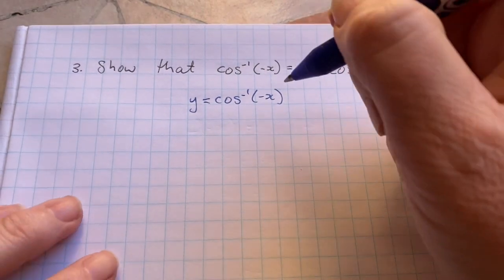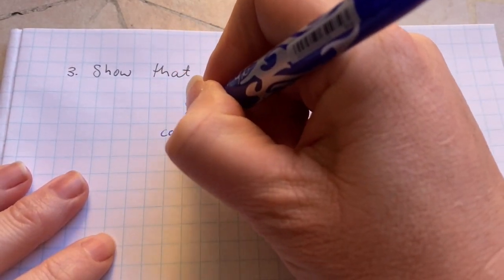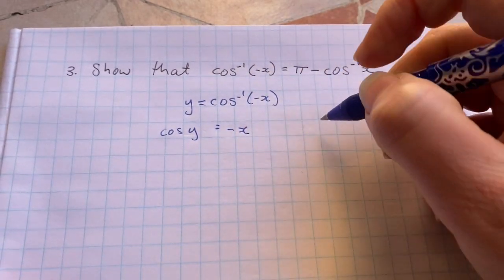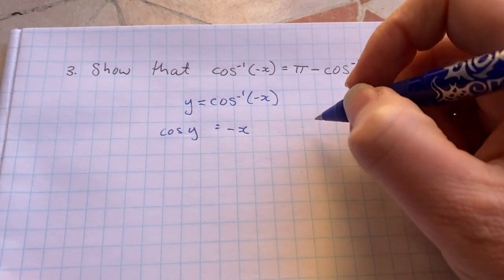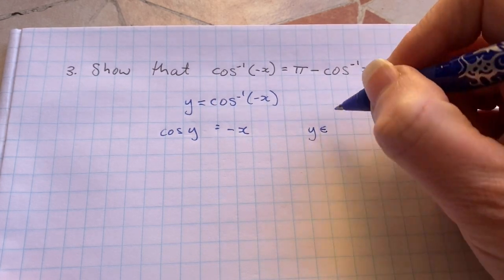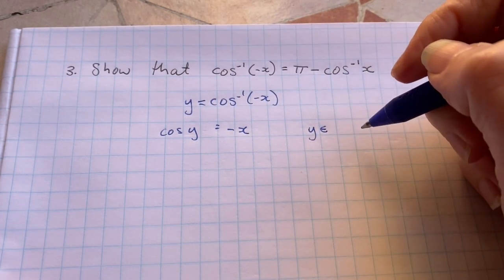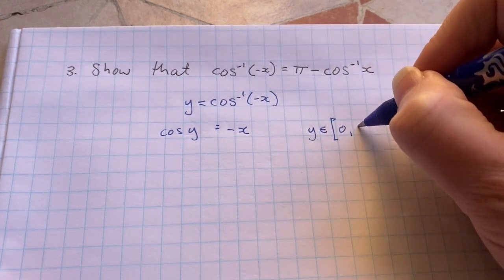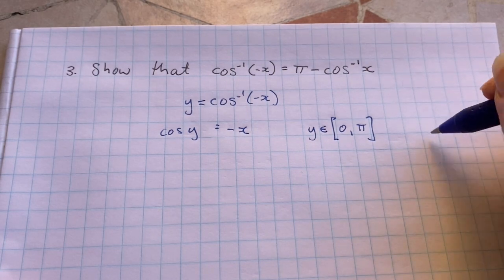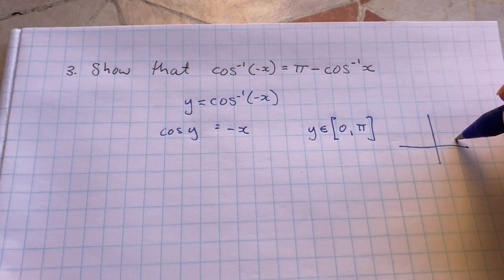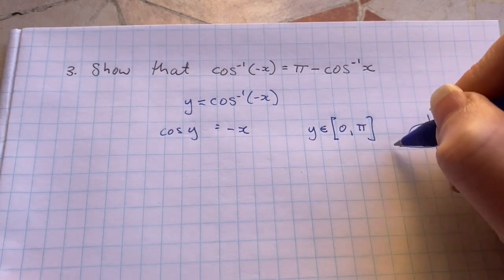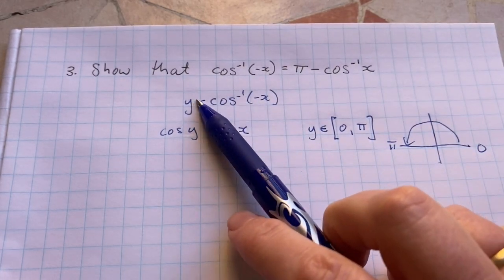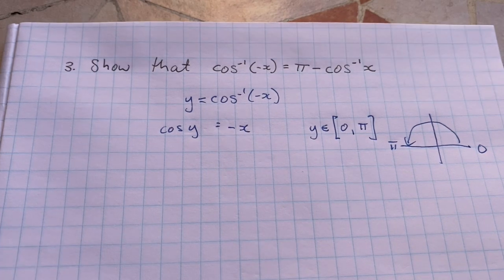So as before, the first thing I'm going to do is take cos of each side. So cos y equals negative x. But I am going to note my range here. And for cos, remember, sine and tan are both from negative pi on 2 to pi on 2, but for cos, it's 0 to pi. So what we're talking about in terms of the unit circle is that area there from 0 to pi. And those are the only things we can consider here when we've got y equals cos inverse.